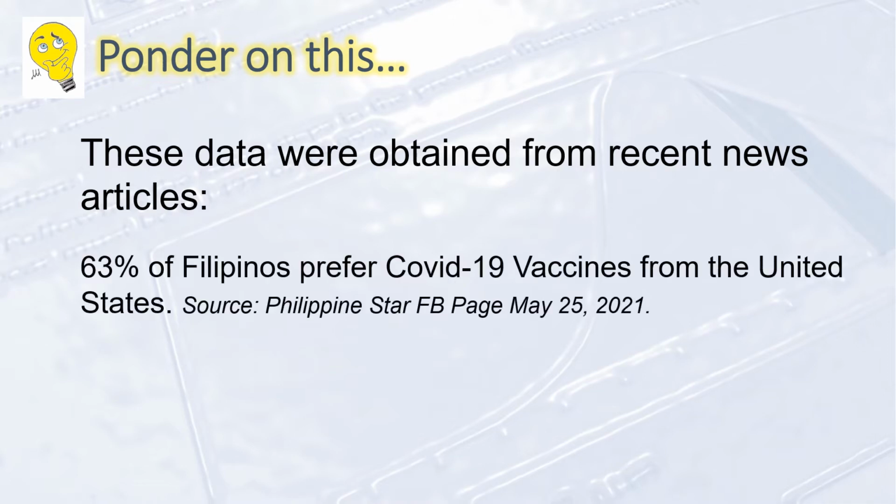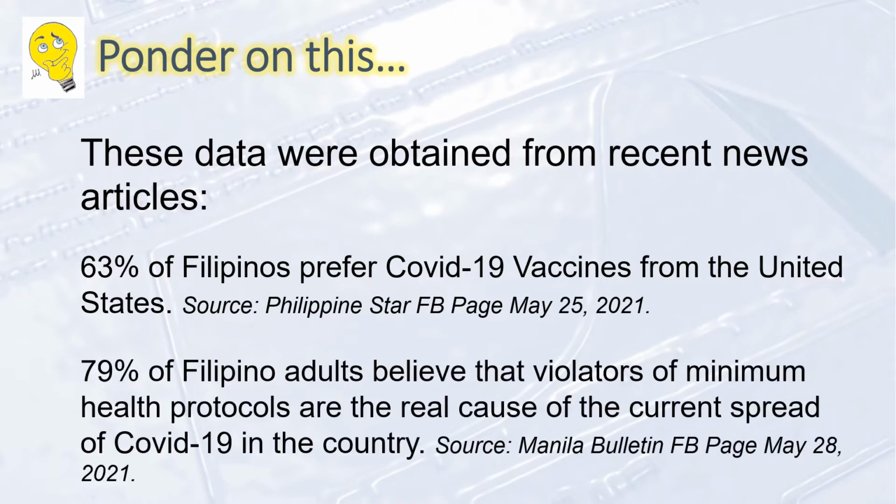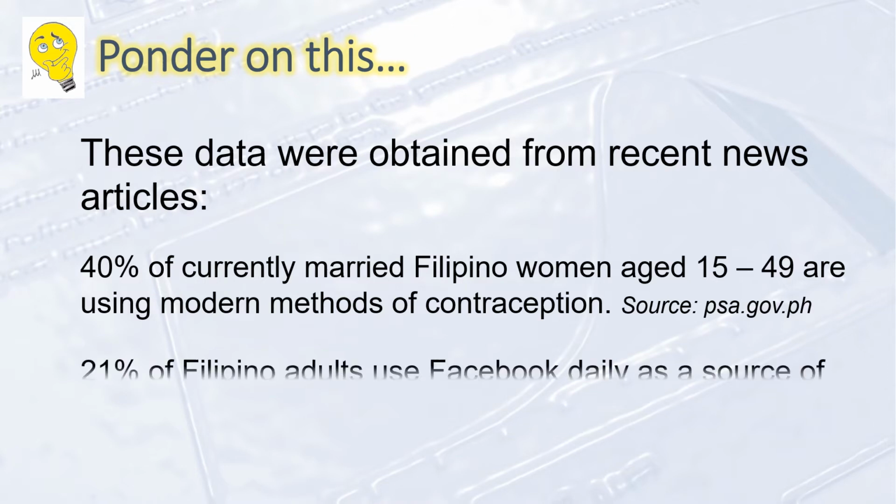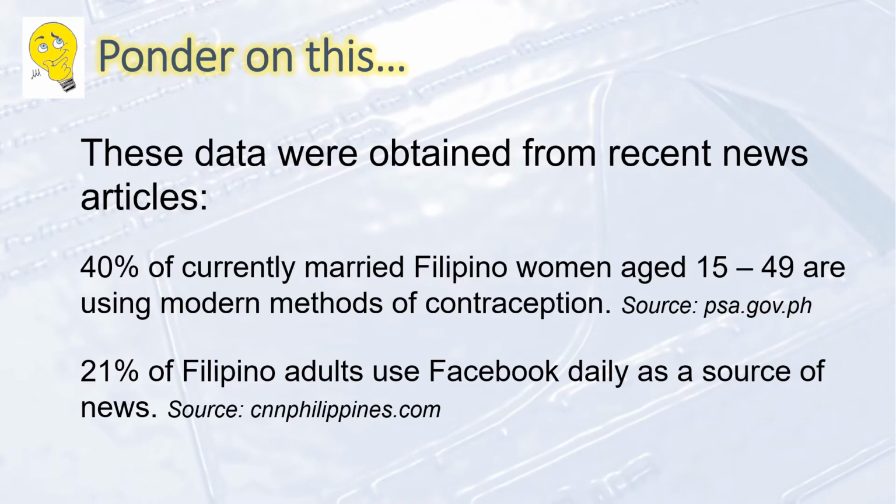Before we continue, let us ponder on this. These data were obtained from recent news articles. 63% of Filipino prefer COVID-19 vaccines from the United States. 79% of Filipino adults believe that violators of minimum health protocols are the real cause of the current spread of COVID-19 in the country. 40% of currently married Filipino women aged 15 to 49 are using modern methods of contraception. 21% of Filipino adults use Facebook daily as a source of news.